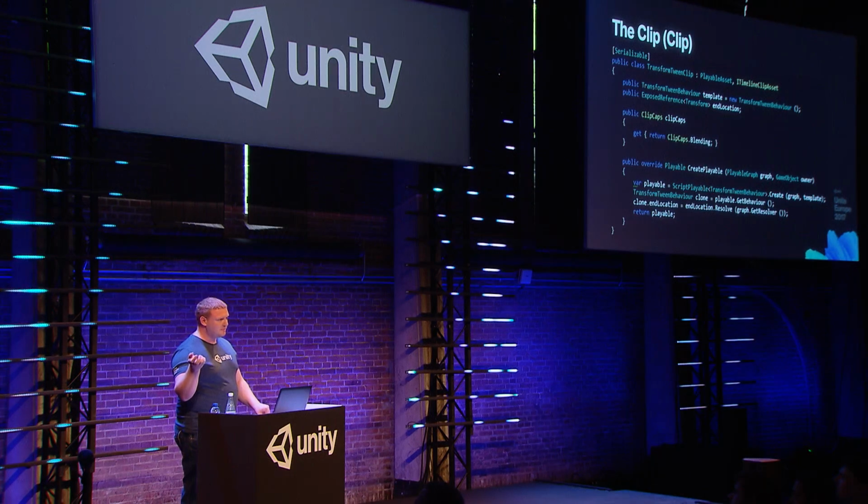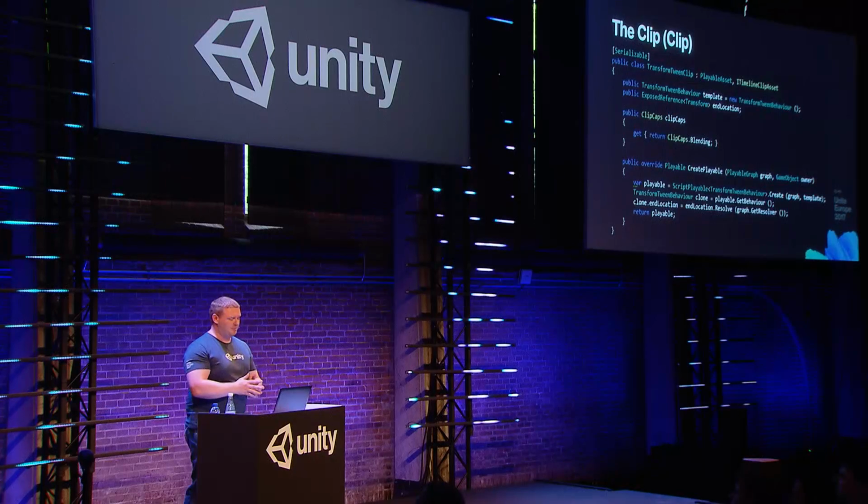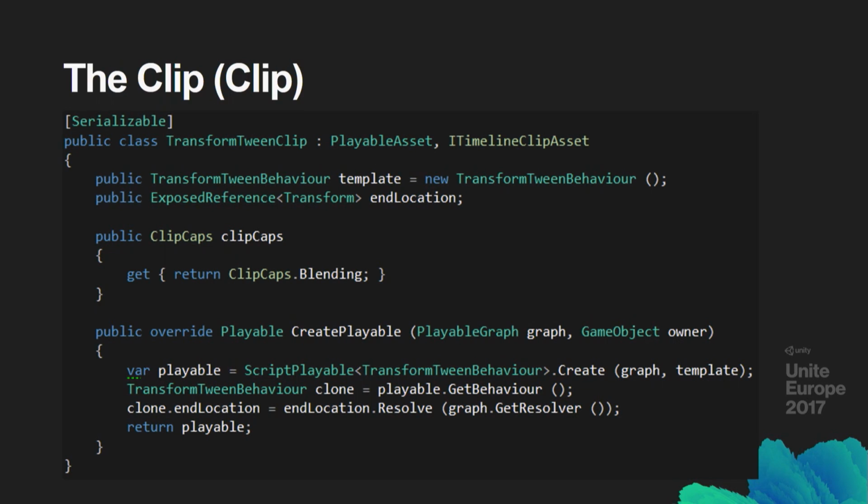So whenever you click on a clip in the inspector, then you see on the right the information for that clip. And it's going to have the exposed reference that we've got there, and it's also going to have this template, because this template is the data that we want to use per clip. Whenever the timeline actually works, whenever it's actually playing, it's going to generate a copy of that using the create playable function, which is the thing that you can see at the bottom of the script there.